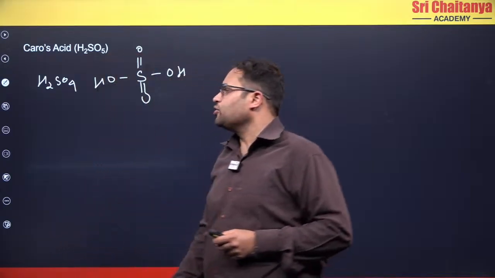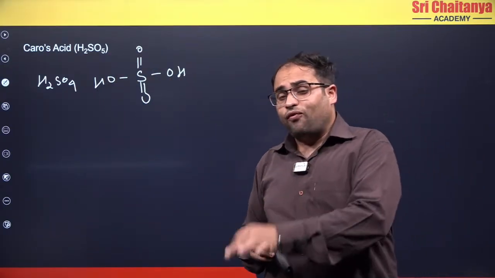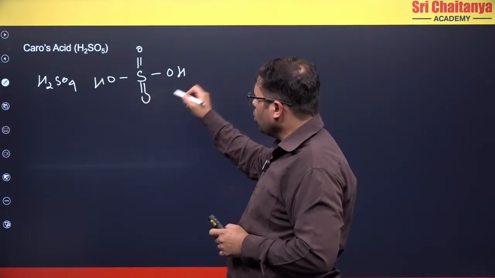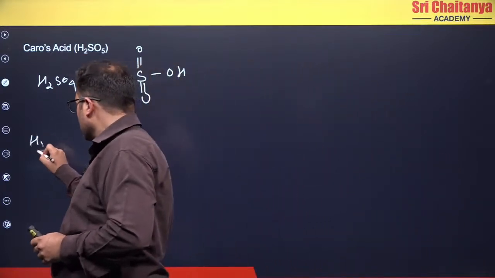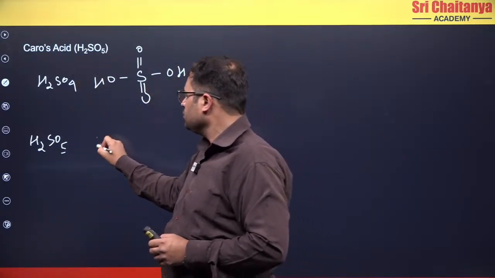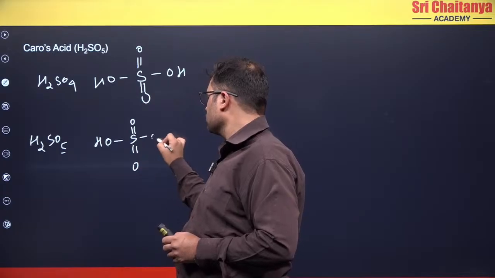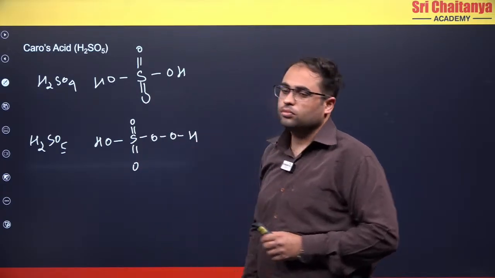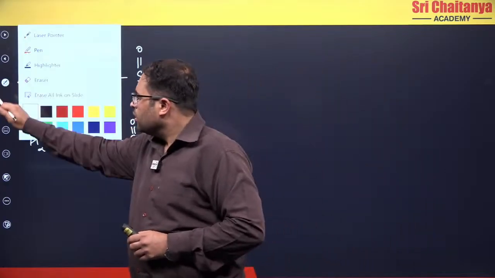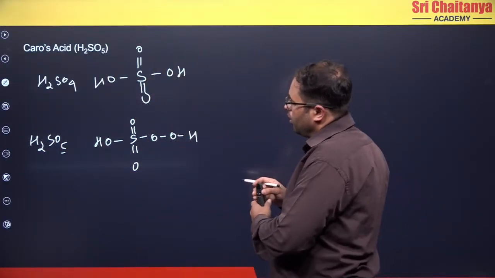This is the structure of H2SO4. To write H2SO5, let us add one extra oxygen we need, right? So how do we do that? Simply add that oxygen here. This is your H2SO5. Now simply use bond by bond movement to calculate that.